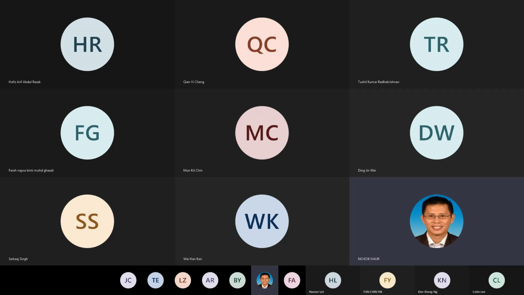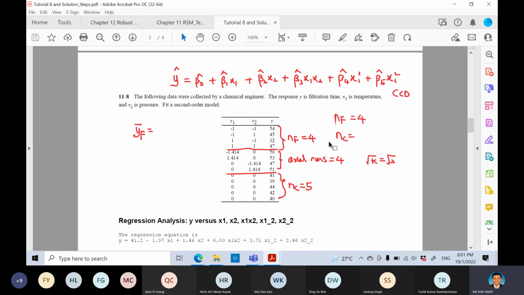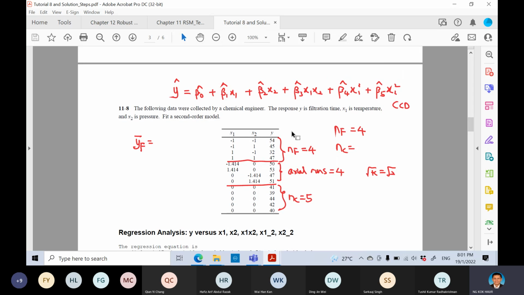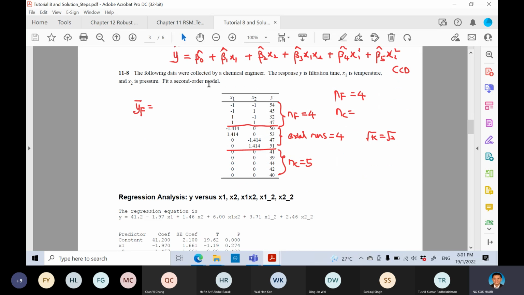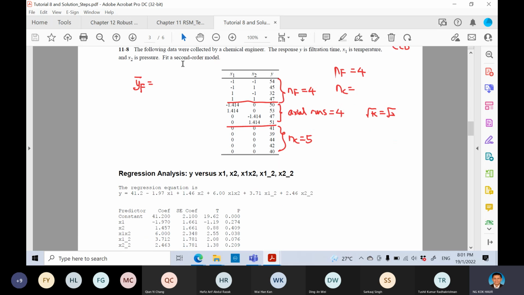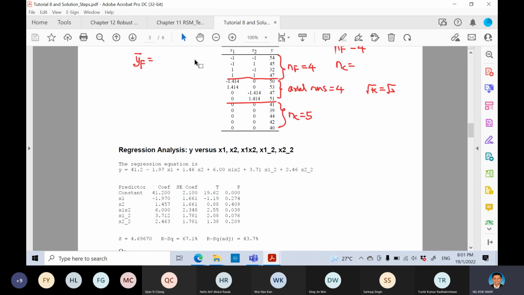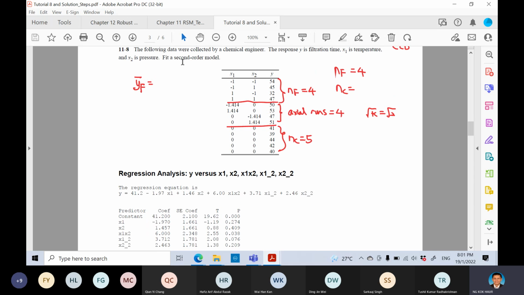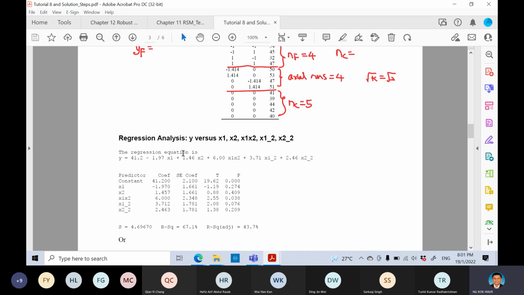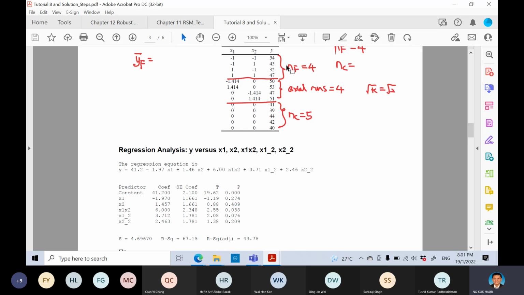Continue for this tutorial. So how are you going to fit this second order model? To fit the second order model, first I need to clarify that in the final exam, I will ask you to do it manually. Because if you want to do it manually, you have to deal with the big dimension of the matrix.